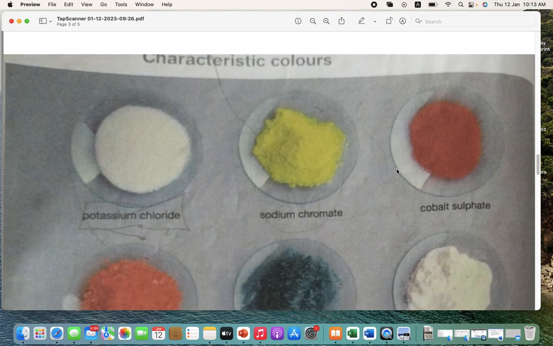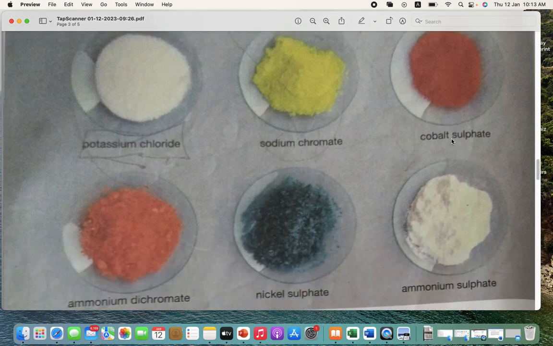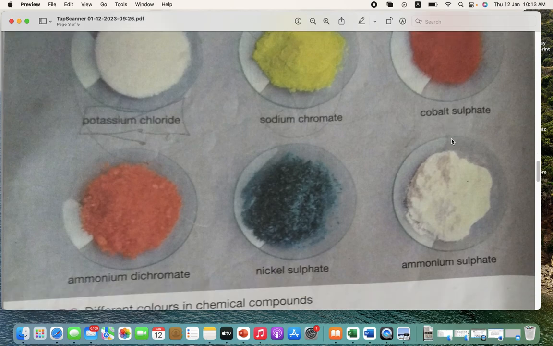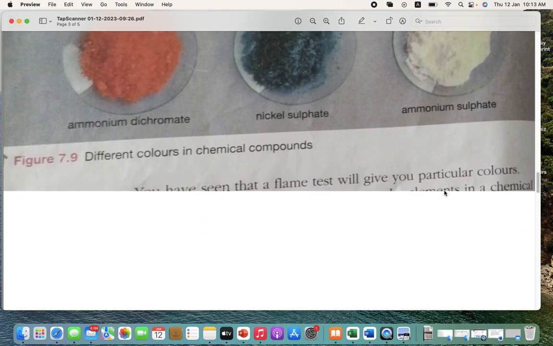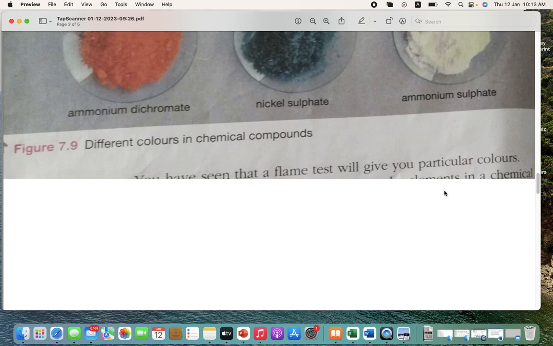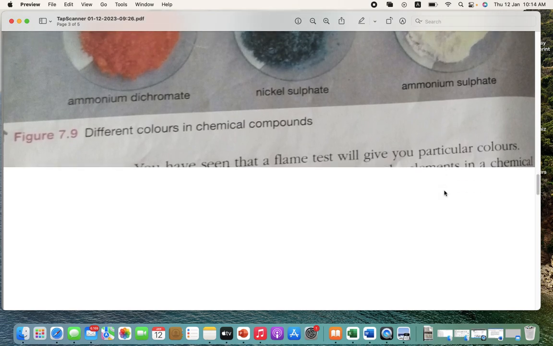Okay, look at potassium chloride, what they get. Look at sodium chromate, like yellow. Look at cobalt sulfate. So for each of them, look at the different colors. Ammonium dichromate, look at the color. Nickel sulfate, look at what we get. Ammonium sulfate, look at the color we got. Okay, so carry out a flame test to see what color will be produced from each of these.